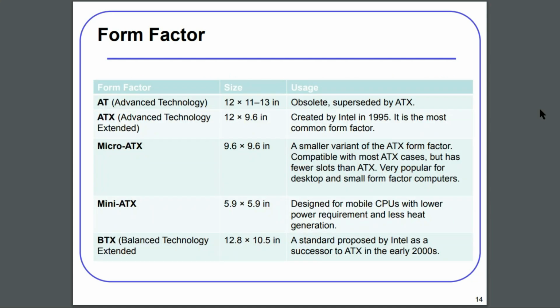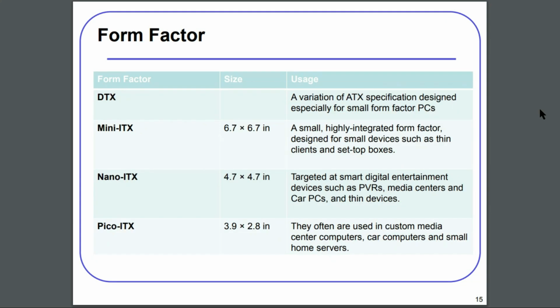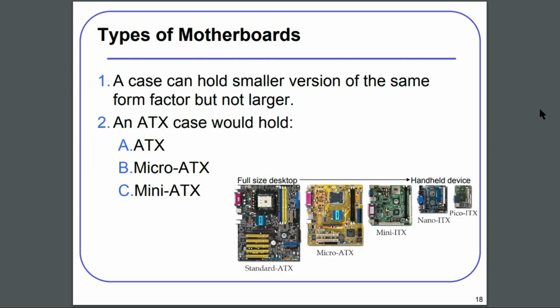In this slide we can check the different form factors, sizes and their uses. The first form factor is AT, advanced technology. ATX is advanced technology extended, then micro ATX, mini ATX, and BTX, balanced technology extended, with their sizes and uses. In the next slide we can check other form factors: TTX, mini ITX, nano ITX and pico ITX, with their sizes and uses. So in these slides we can check types of motherboards.